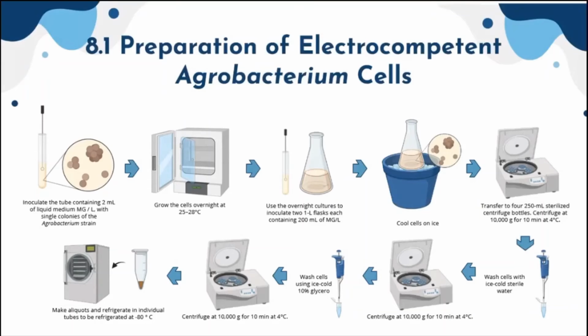The cells will be chilled with ice and then centrifuged. Later, they will be washed with sterilized water and centrifuged. They will be washed again, but now with iced 10% glycerol, and spun again. Finally, they are aliquoted and refrigerated in individual tubes.